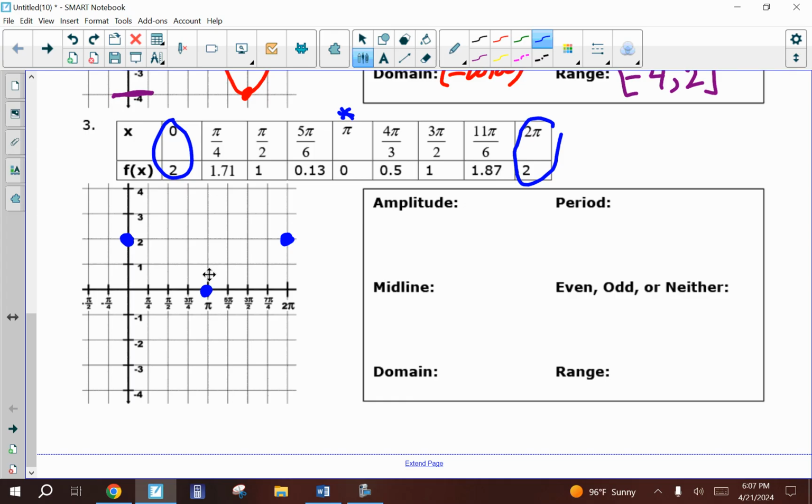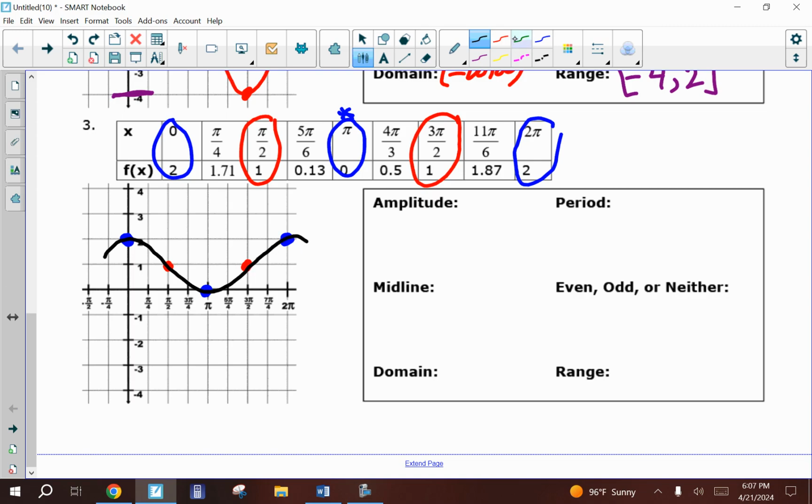So now I got to try to figure out what's happening. I'm going to go kind of in between the first 2 points that I plotted. So these are the points that are on the graph right now. If I go right to the middle of this one, this tells me that it's at 1. So I put a dot right here. And then I go to the middle of the second 2 blue ones, and that one at 3 pi halves is at 1. So that means that the graph must look like this.